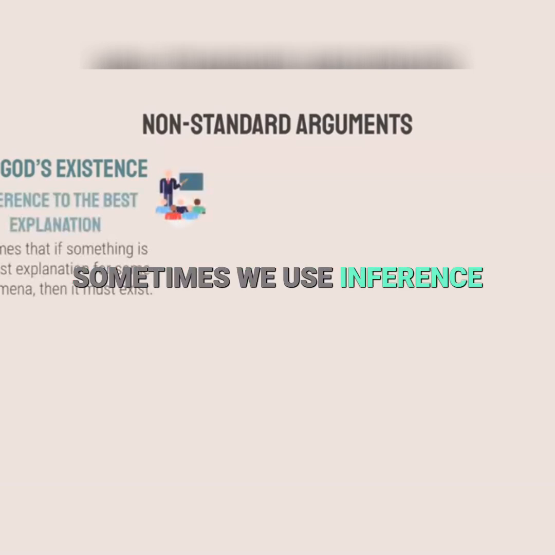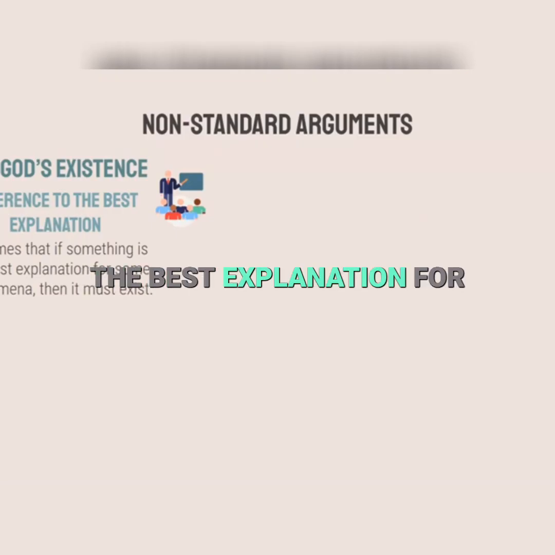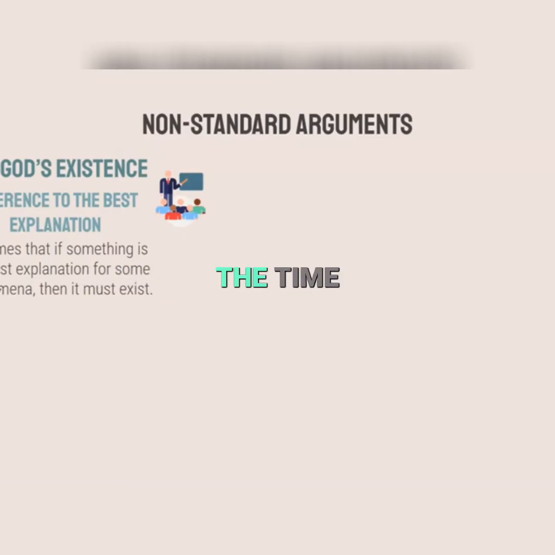And then we have non-standard arguments for God's existence. Sometimes we use inference to the best explanation. This is the argument strategy where we assume that if something is the best explanation for some phenomenon, then it must exist. And we use this kind of reasoning all the time, right? So if you go out to your car and it doesn't start, what's the best explanation? Well, you probably left your lights on, right? Or you left the door open, or you're out of gas, right? You can make an inference to the best explanation as the cause, right?